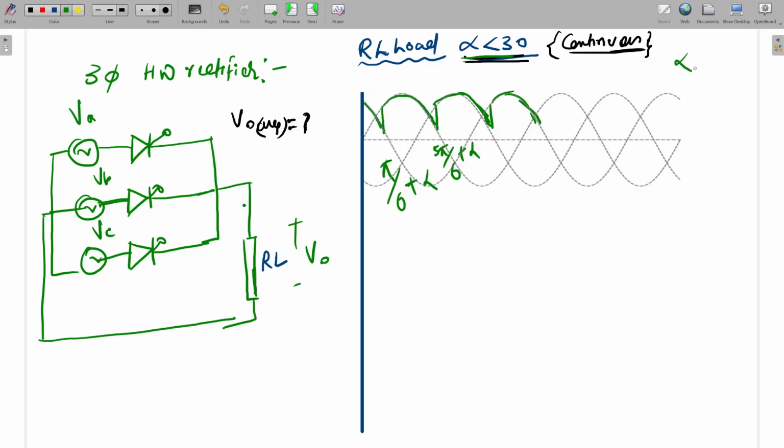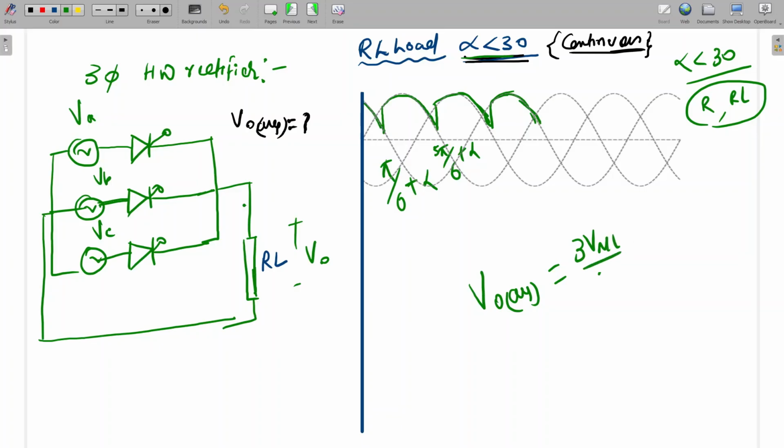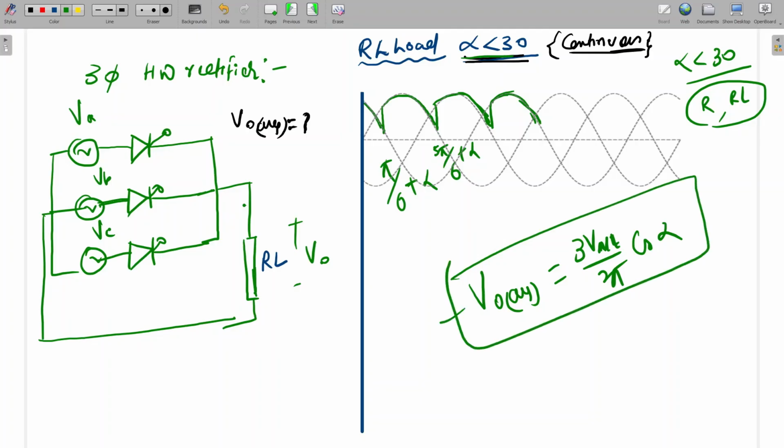Since alpha is less than 30 degree, for any case, either R load or RL load, this will be a continuous conduction. Okay. So what will be the average voltage in this case? Same. Already we have derived. VO average will be 3 VML upon 2 pi cos alpha. Here VML is the maximum line to line voltage. Okay. Is it clear? So for RL load also, if alpha is less than 30 degree, the formula will be same: 3 VML upon 2 pi cos alpha.